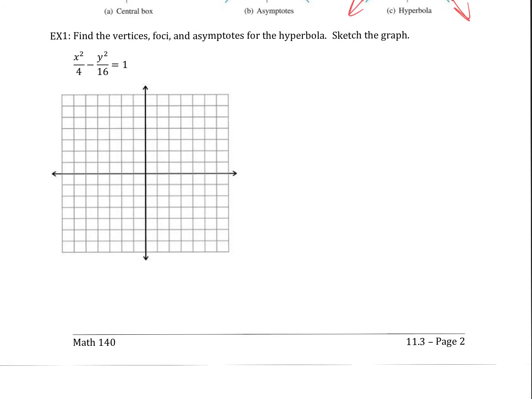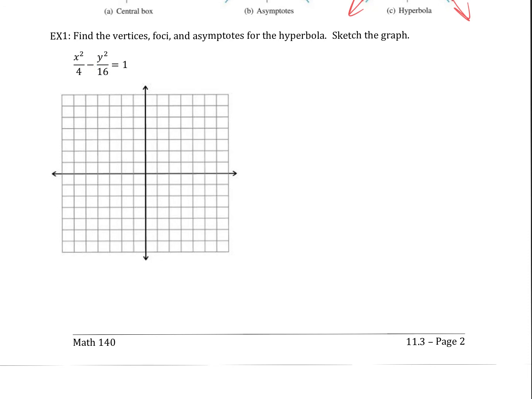So example 1: find the vertices, foci, and asymptotes for the hyperbola and sketch the graph. Alright, so let's take a look at this. What do we know so far? Is this in the right format for solving? The answer is yes. We have our x squared and our y squared value, then that subtraction, and then the values underneath. So this is perfectly in the form for a hyperbola. How do I know it's not an ellipse? Because we have that negative right there.